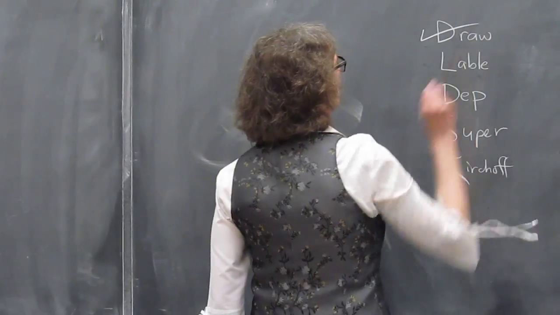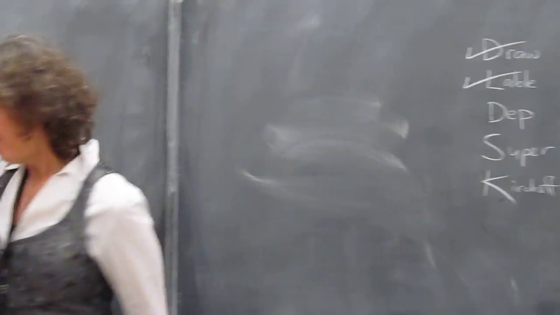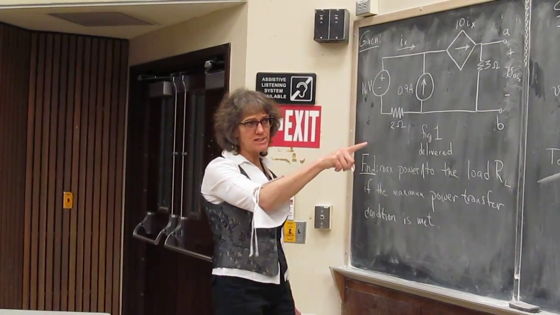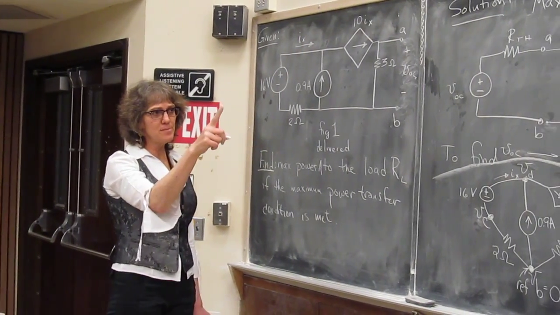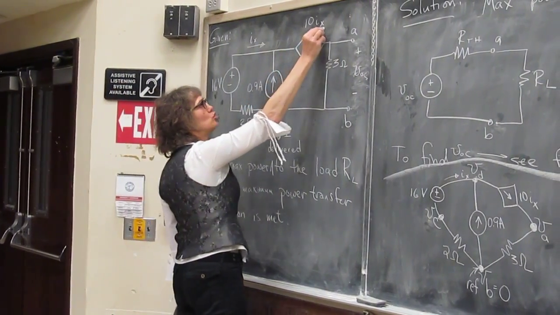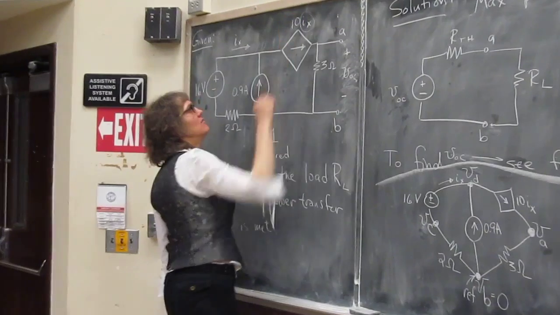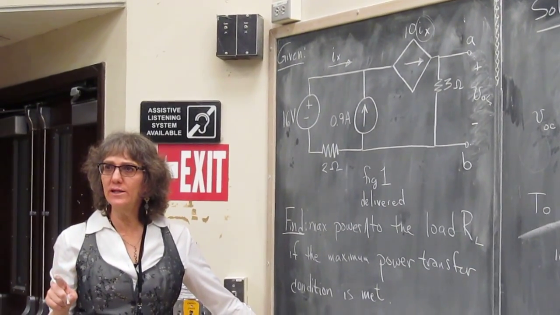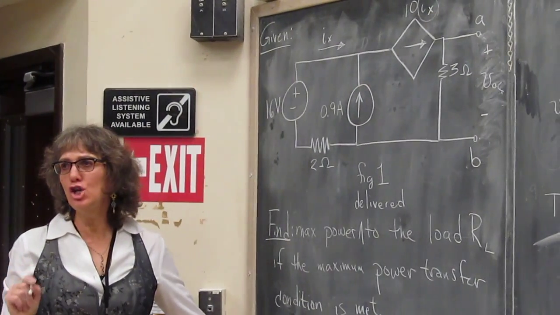I love keeping to-do lists and then crossing things off, so good. I've done that, check. For the dependent part, that third step, here's what you have to do with the dependent source. You look at the controlling quantity of the dependent source, and you want to write that controlling quantity in terms of node voltages.